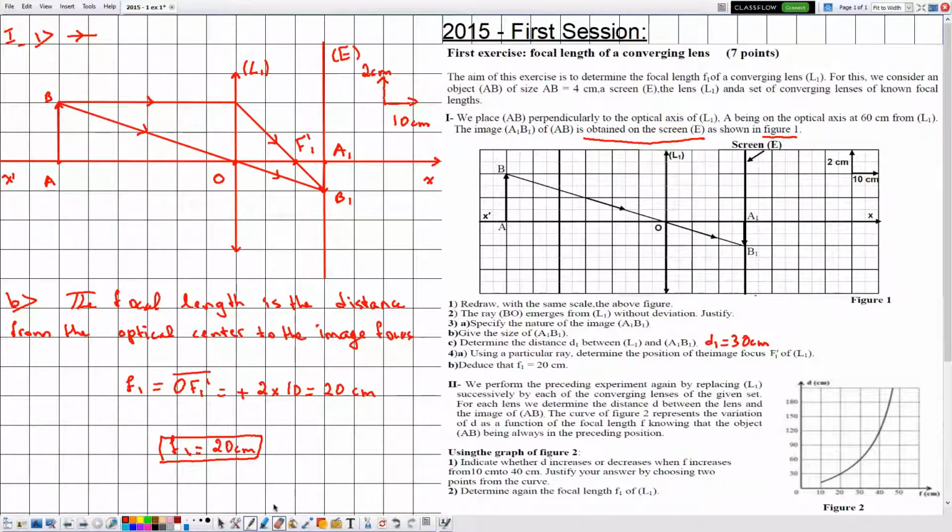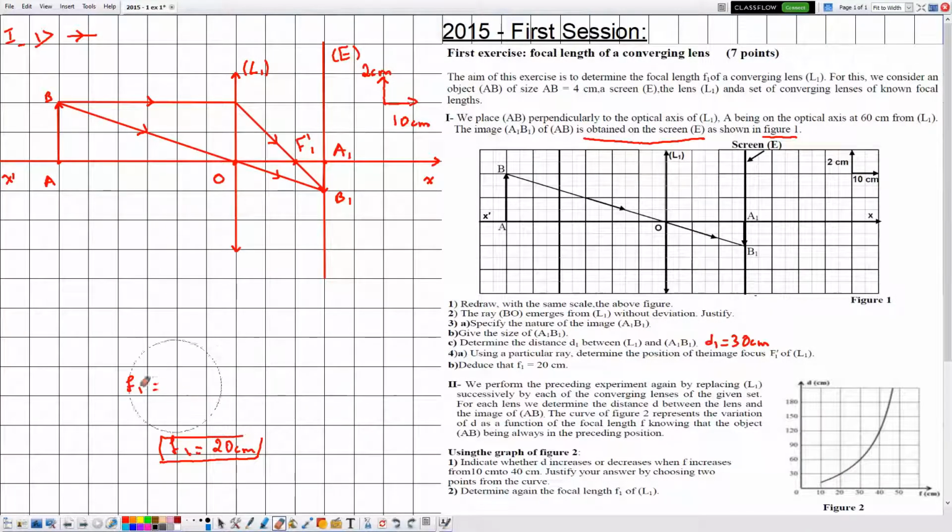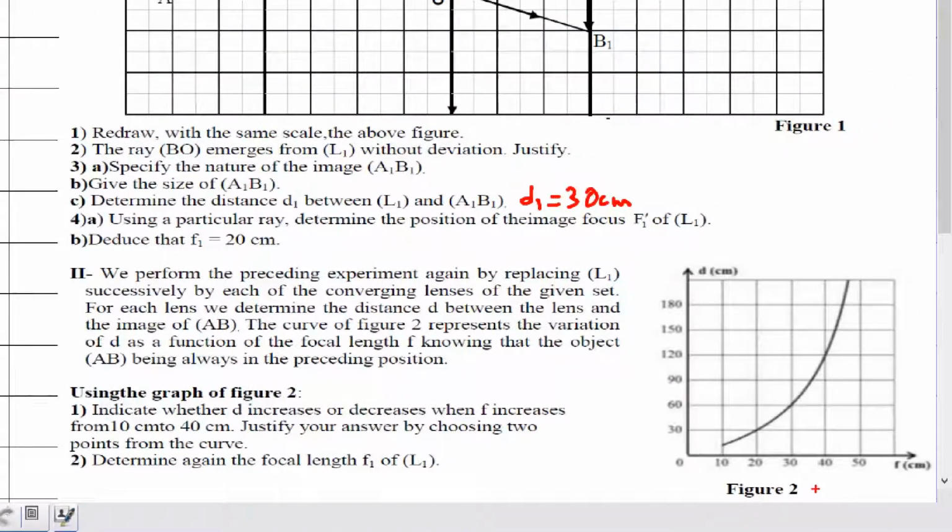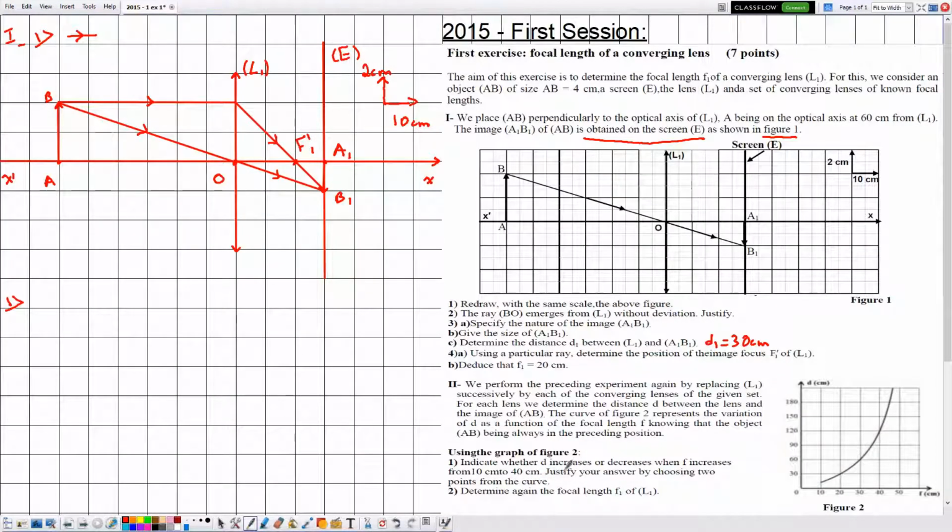Number 1, they are telling me indicate whether d increases or decreases when f increases from 10 centimeters to 40 centimeters. Justify your answer by choosing 2 points from the curve. First of all, the word increases means that the values are getting larger, and the word decreases means that the values are getting smaller. Okay? So we need to specify whether d increases or decreases when f increases. Then let's write down as f increases.